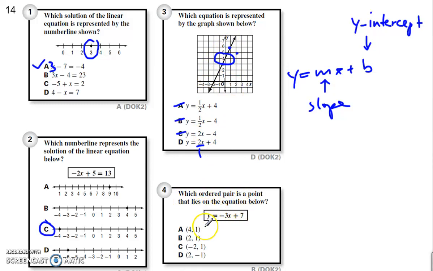Okay, which ordered pair has a point that lies on these? Remember, this first one is X and then Y. So I can plug those in and see where it's true. Plug in 4 here, negative 4 times 3 is negative 12 plus 7 is not 1. Plug in 2. Negative 3 times 2 is negative 6, plus 7 is 1. That's correct. We could check the others just to make sure that we're not making a mistake, but the answer is B.